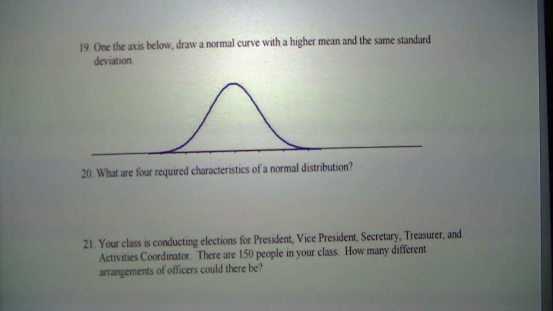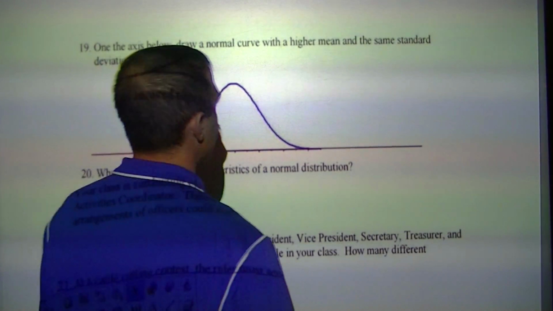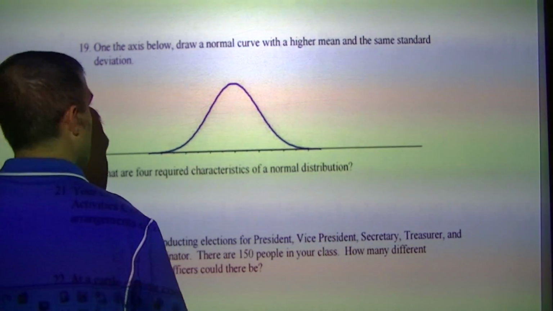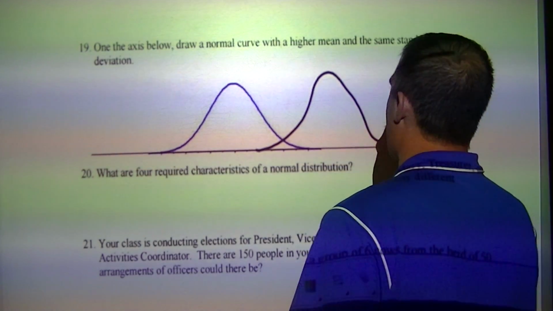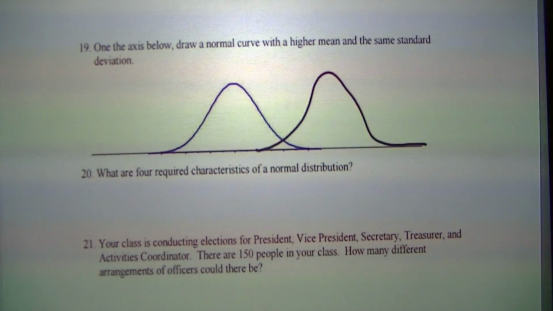On the axis below, draw a normal curve with a higher mean, same standard deviation. So what you want to do is just move this down and basically create the same graph. I'm not a very good artist, so that's the same graph.